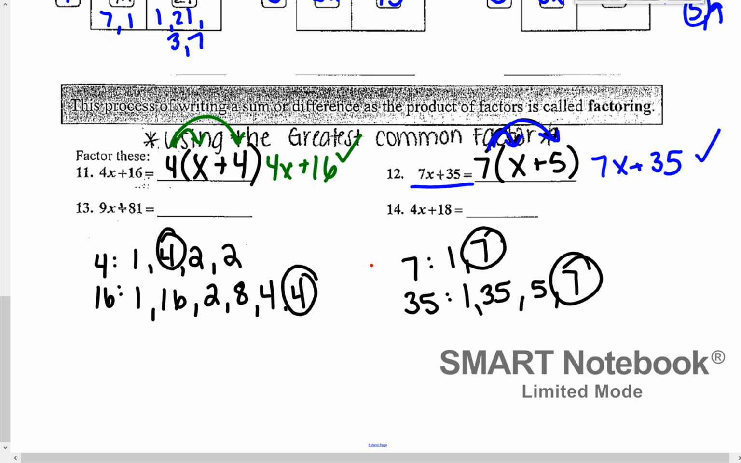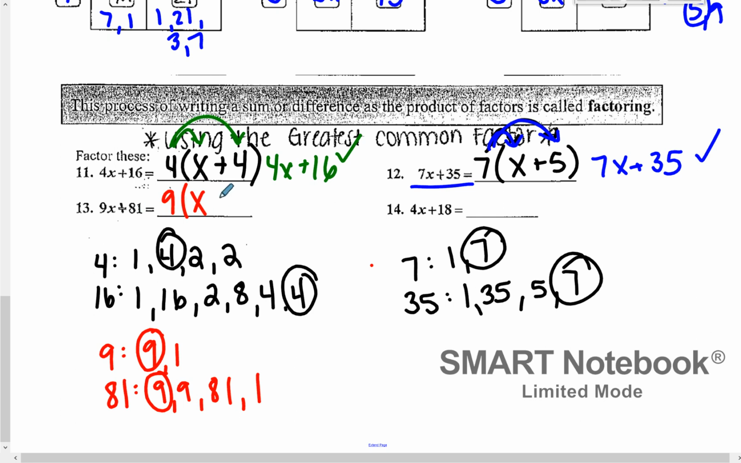All right, for 9x and 81. For 9, we have 9 and 1. For 81, we have 9 times 9 and 81 times 1. So here we see that 9 is going to be our greatest common factor. 9 goes on the outside of that parentheses. Then we ask ourselves, 9 times what gives us 9x? Well, that's an x. 9 times what gives us 81? That's a 9. All right, check. That is 9x plus 81. We are good to go.